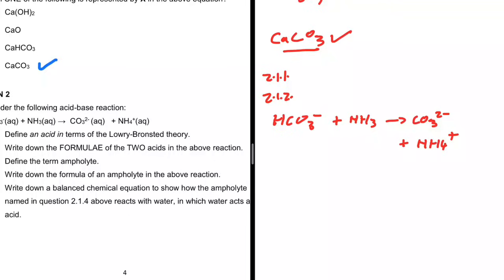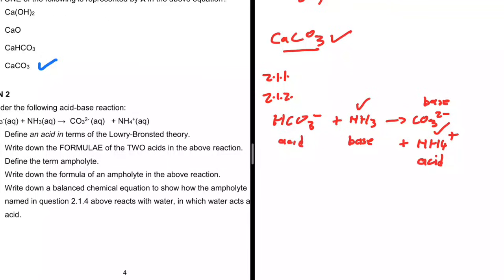So let's take a look. We have NH3 and then we end up with NH4 plus. So clearly NH3 accepts a proton. If it accepts a proton, it is a base. So this is a base, and then we are done essentially. If that is the base, this is its conjugate acid.